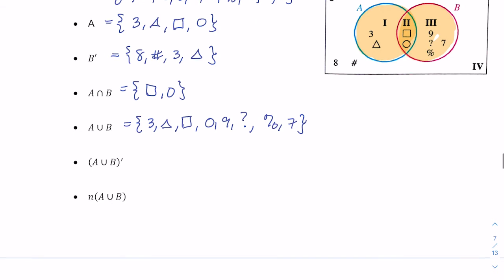Next, I've got the complement of A or B. Well, right now I have A or B highlighted. So the complement is, remember, not A or B. So that would just be the 8 and the hashtag.